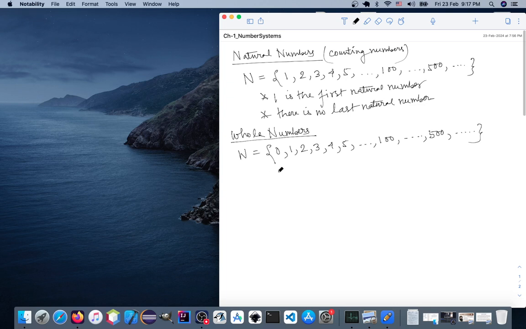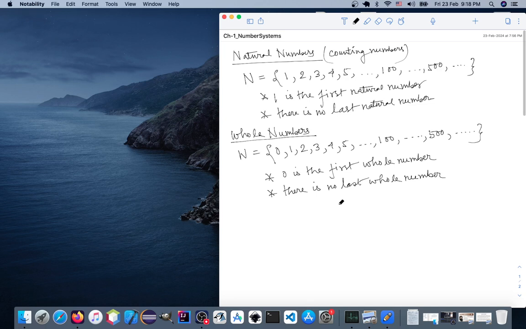So points to remember: 0 is the first whole number, and there is no last whole number, because there is an unlimited or infinite number of whole numbers.